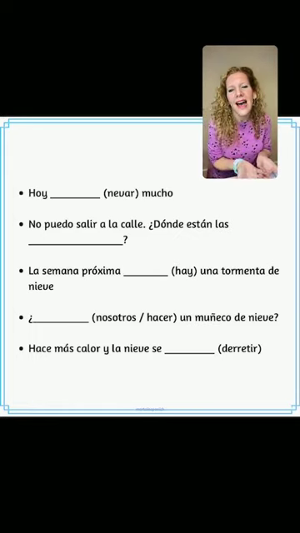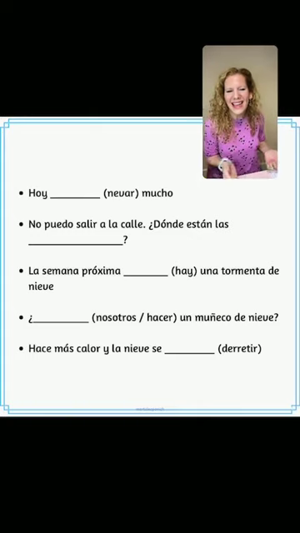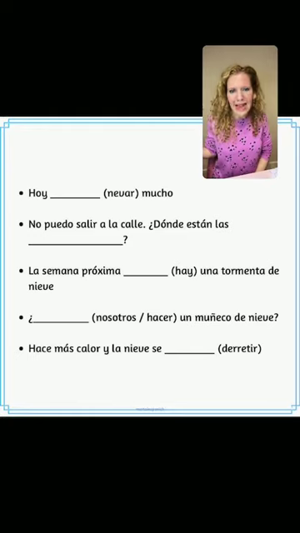¿Dónde están las? Okay, thank you for the hearts. We can say palas. Yes, Mary can say, ¿dónde están las palas? Okay.